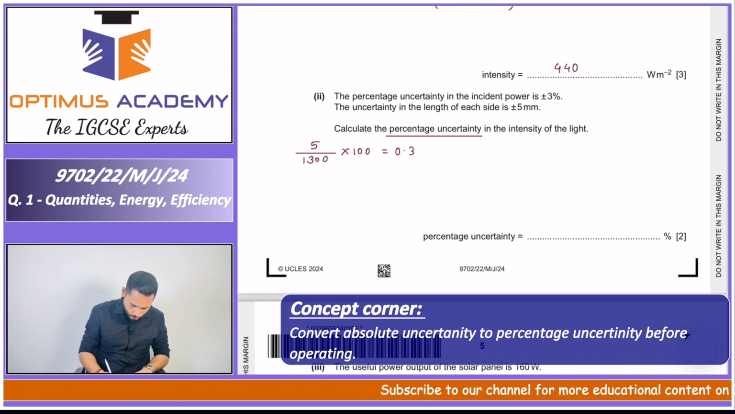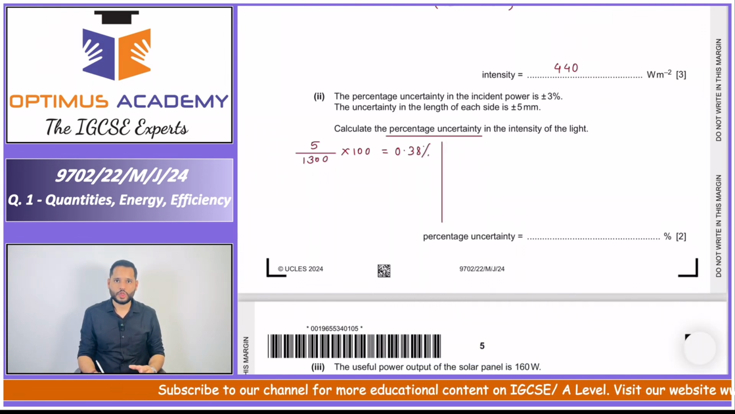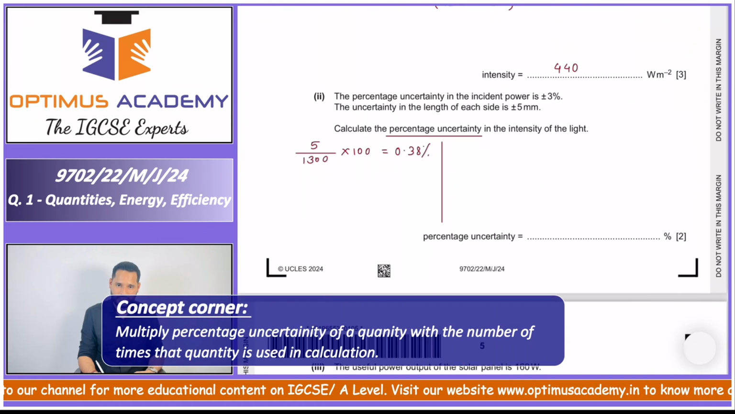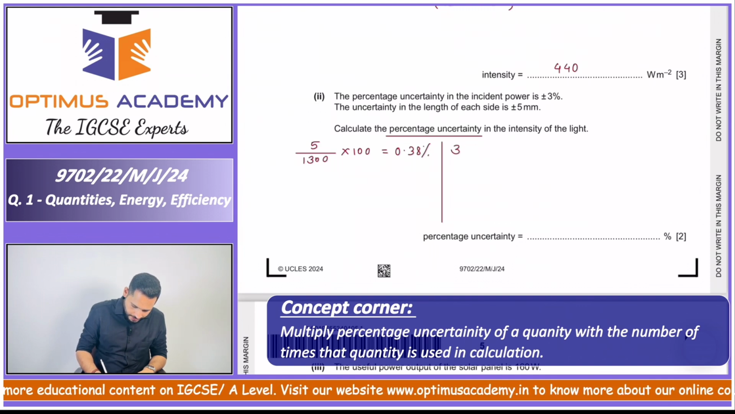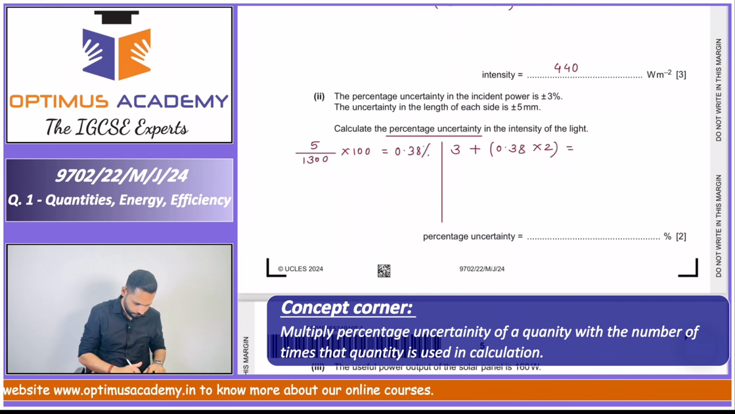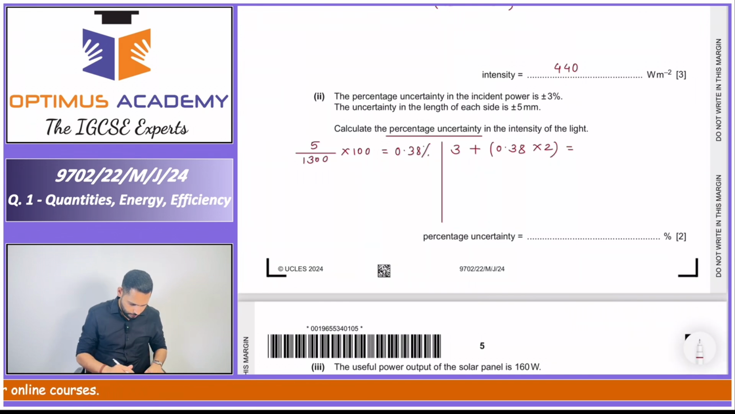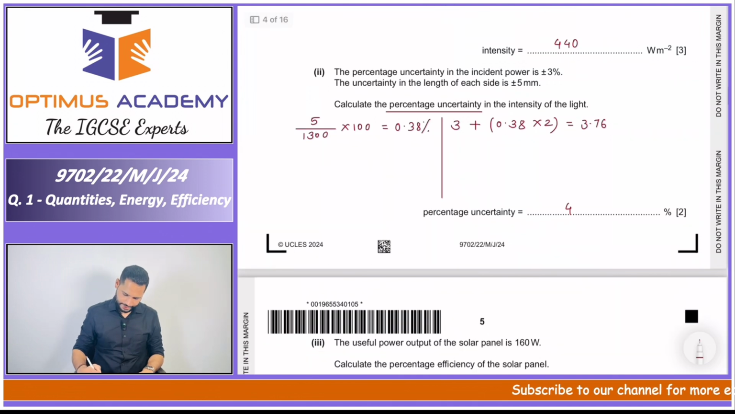The answer is 0.38%. Now, while calculating intensity, it was power upon area. So power comes once and for area, length comes twice. So the total percentage uncertainty can be given as 3 plus 0.38 multiplied by 2. The answer is 3.76. So we can write 4%.